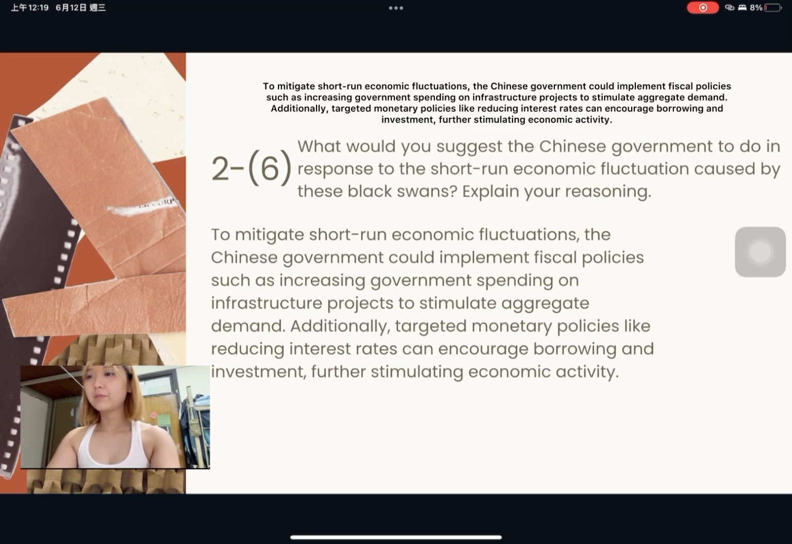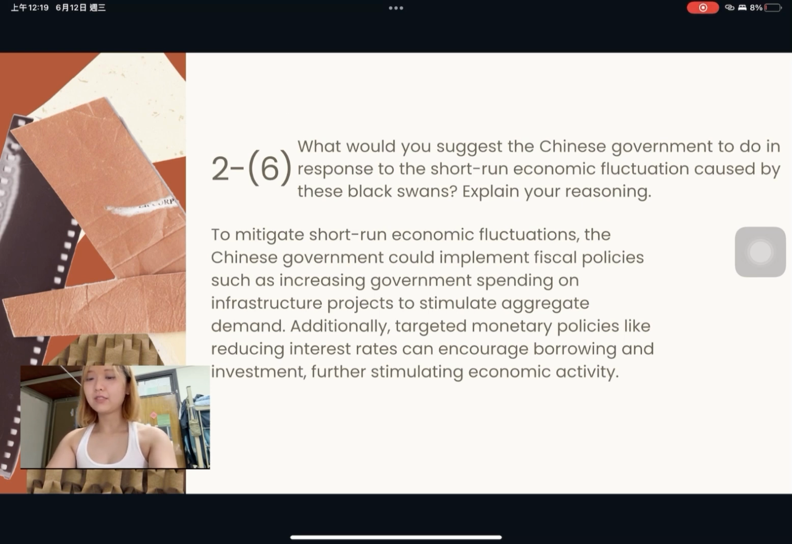For question 6, to mitigate short-run economic fluctuations, the Chinese government could implement fiscal policies, such as increasing government spending on infrastructure projects to stimulate aggregate demand. Additionally, targeted monetary policies like reducing interest rates can encourage borrowing and investment, further stimulating economic activity.